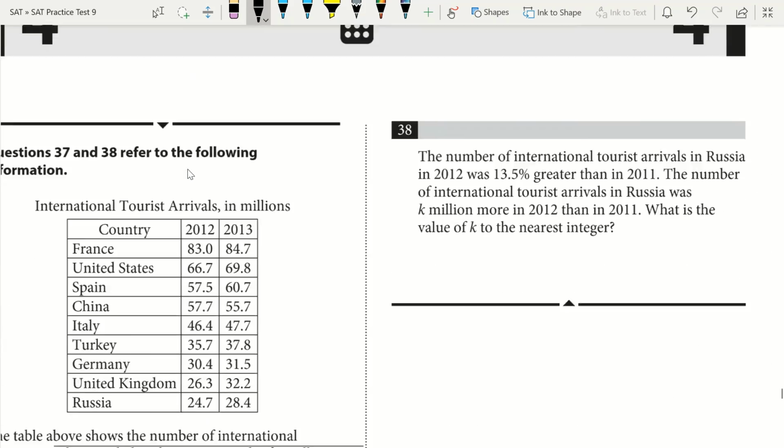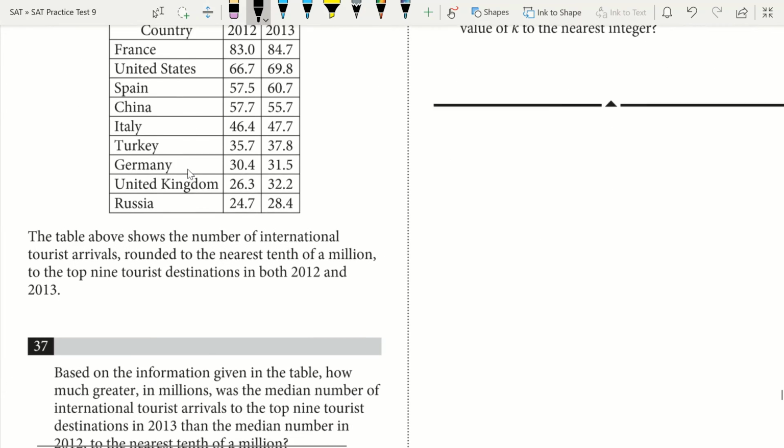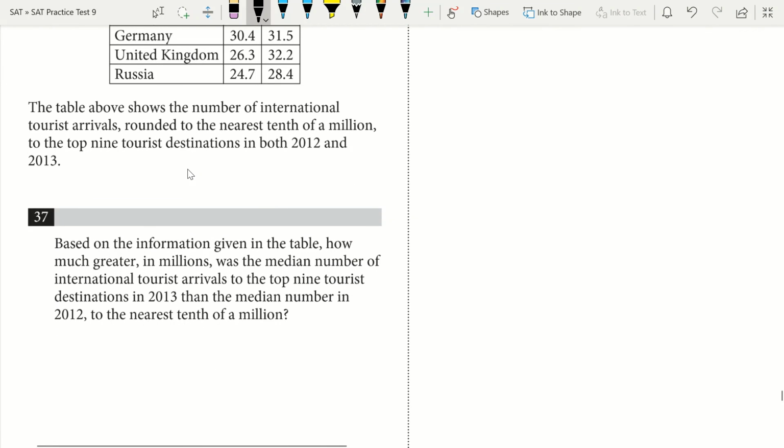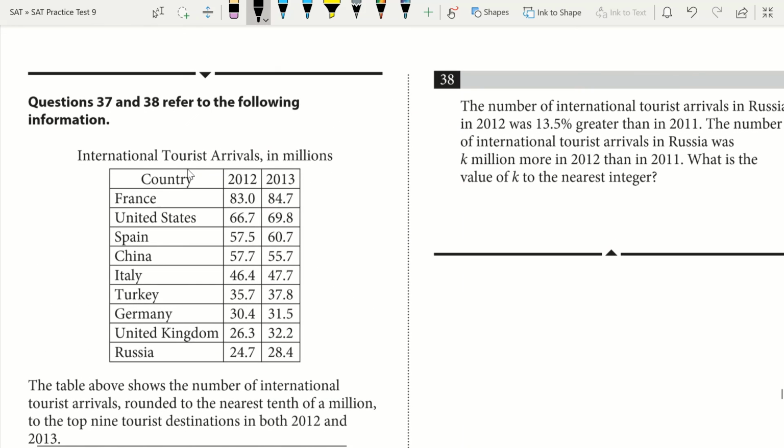All right, we've got a data table. The table shows the number of international tourist arrivals, rounded to the nearest tenth of a million, to the top 9 tourist destinations in both 2012 and 2013. Based on the information given in the table, how much greater in millions was the median number of international tourist arrivals to the top 9 tourist destinations in 2013 than the median number in 2012, to the nearest tenth of a million? All right, so I'm finding the difference in medians.